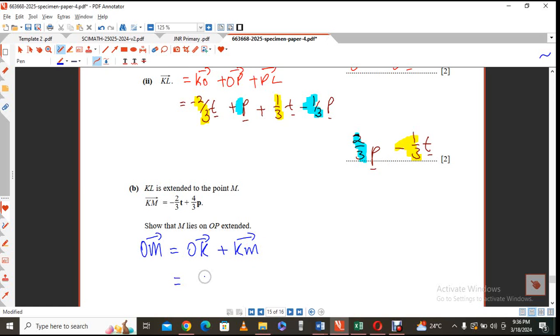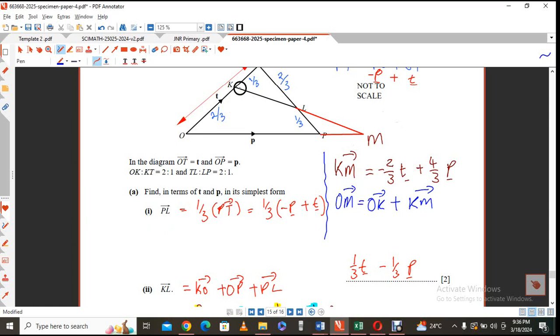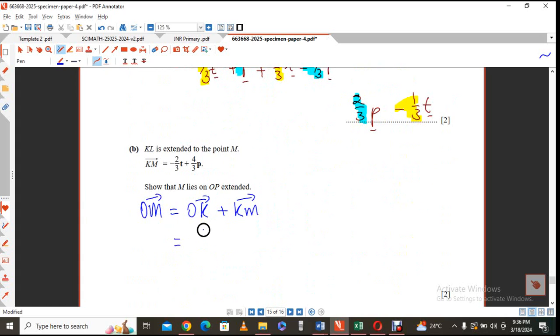And OK, if you go back to the diagram, you will see that OK goes along this here, so that's 2/3 of T. So that's nothing but 2/3 of T plus, now I'm going to change this color over here, and my KM is nothing but minus 2/3 of T plus 4/3 of P. Of course, this information is given to me here. If I was to remove the brackets, you'll realize that I'm going to be left with 4/3P. And that is all I need to show.